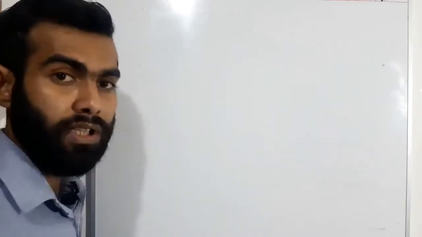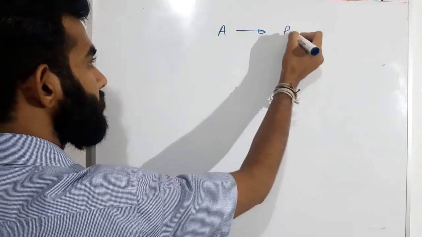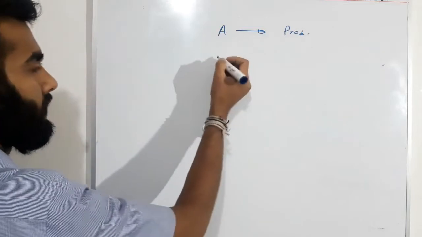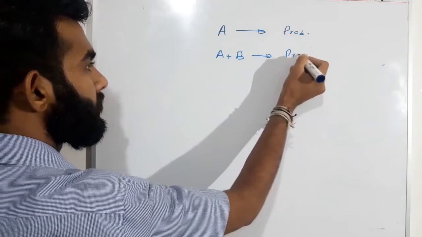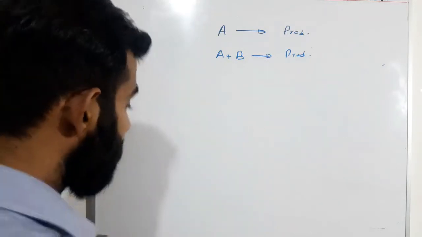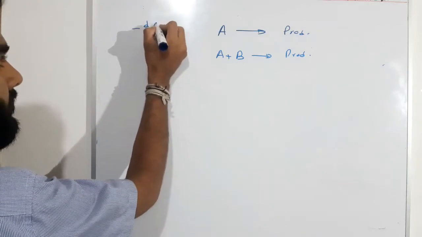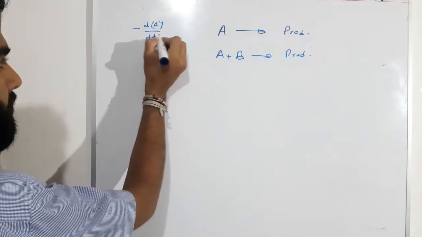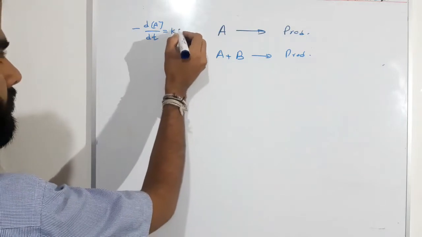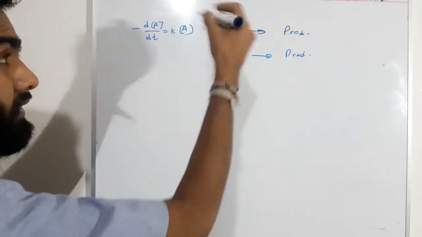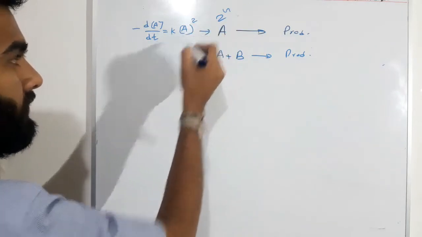Okay, let's move on to second order reactions. Imagine that this is A, it will produce products, and another example I will write down, A plus B, it will form products. If I write the rate equations for both of these reactions, minus dA divided by dt is equal to K A. If it is second order, this order will be 2 with respect to the first reaction.